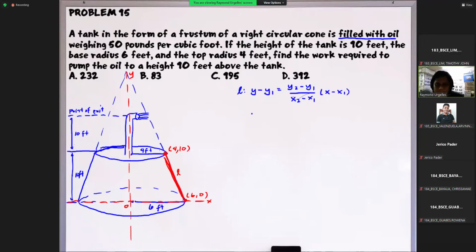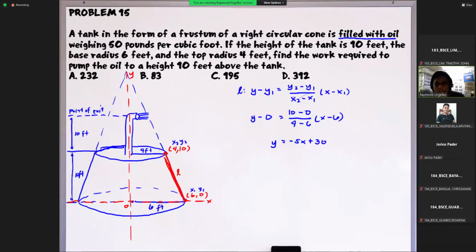Okay, so then this is y minus y1. Let's consider this as x1, y1, and this as x2, y2. So y1 is 0, y2 is 10, x2 is 4, and x1 is 6, multiplied by x minus x1, so x minus 6. So we have y is equal to 10 divided by negative 2, which is negative 5, so this is negative 5x, plus 30. So that is the equation of our y.